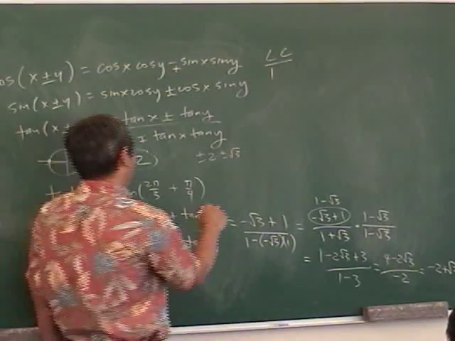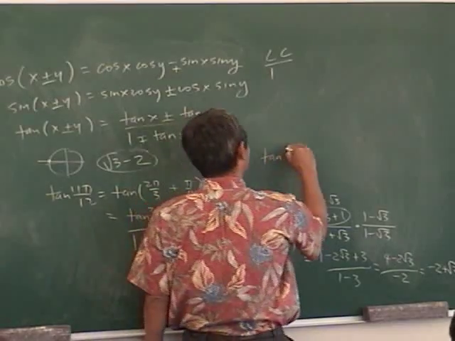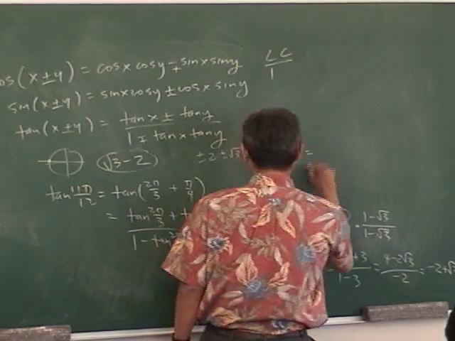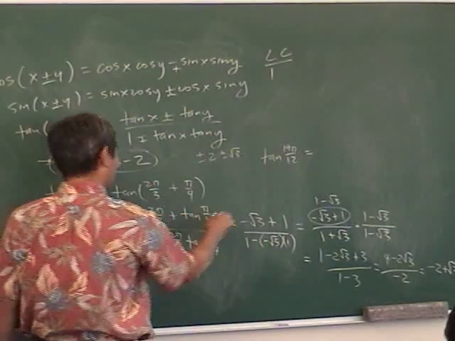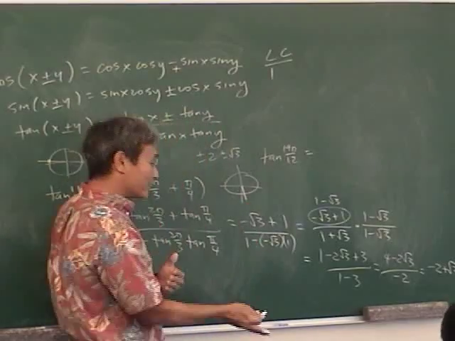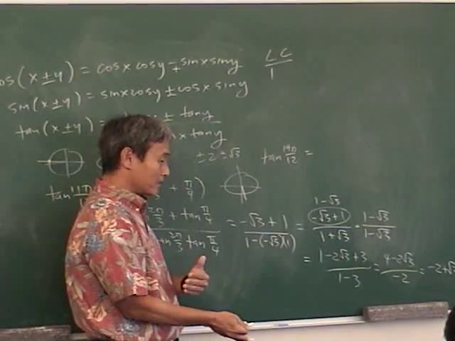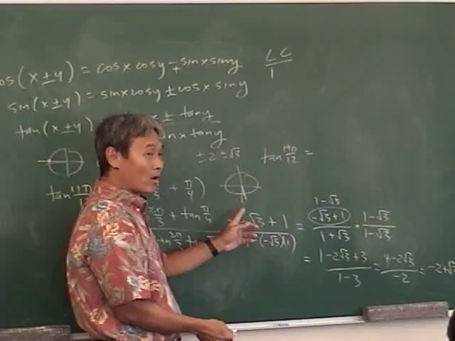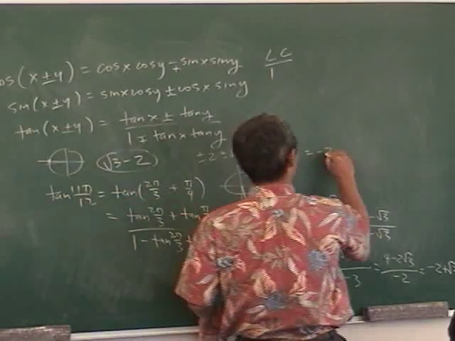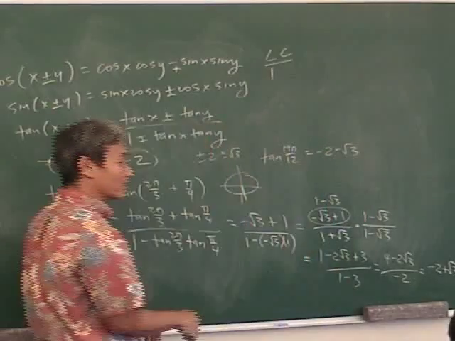Okay, let's do it. What about tangent of 19 pi over 12? Well, do you want to do this, or do you want to go, oh, 19 pi over 12 is over there. Tangent in the fourth quadrant is negative, and it's near the y-axis, so it's going to be big. So the biggest negative is negative 2 minus root 3.